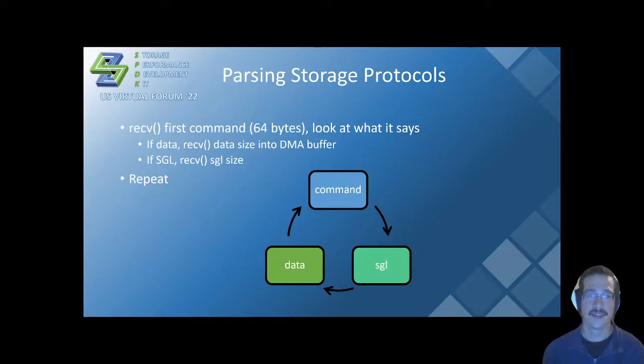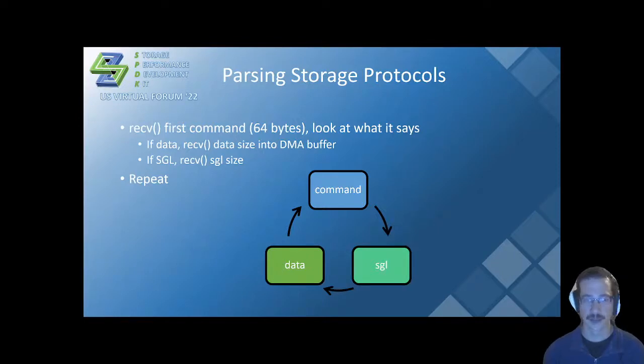And now you have the command, you would parse the command, and you would say, well, what's this command doing? If they're sending me data, maybe it's an in-capsule write or something, or it's a response to a request for data that I had sent earlier, we would call receive for however much data is to follow the command. Or if it is describing some kind of SGL, maybe that's what's coming in next, and we need to go receive that. And then you repeat. And so you end up doing a lot of receives if you're doing this technically correctly.